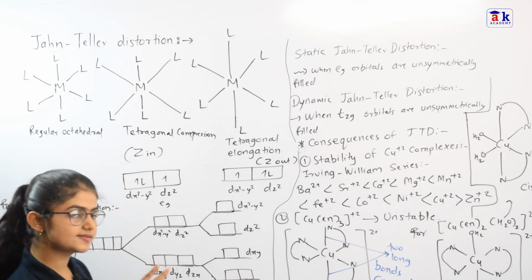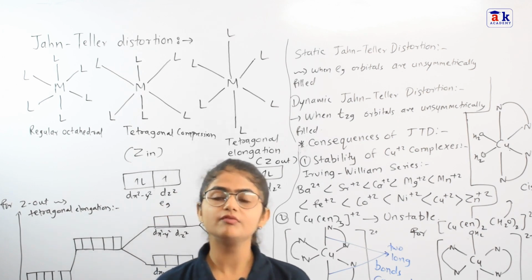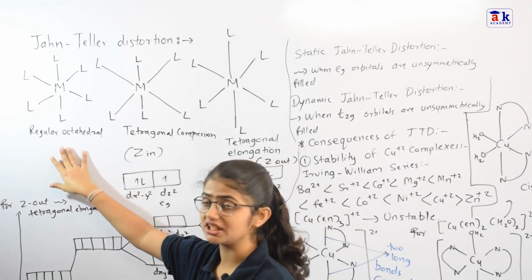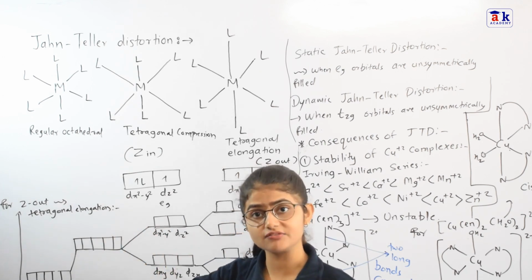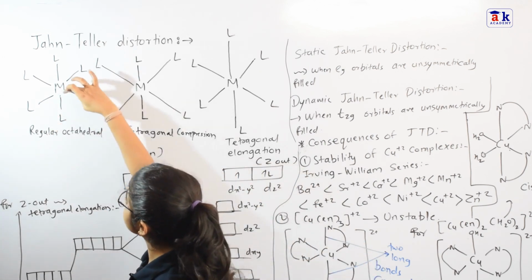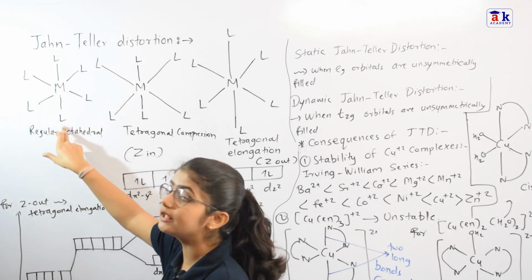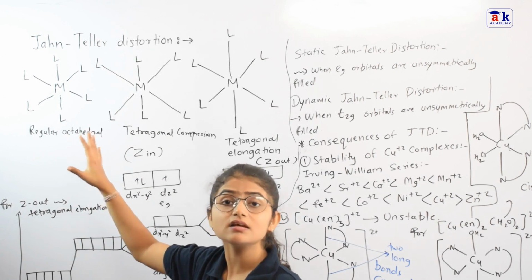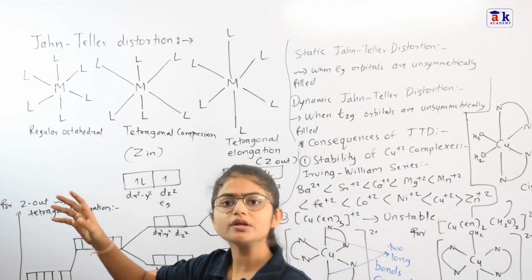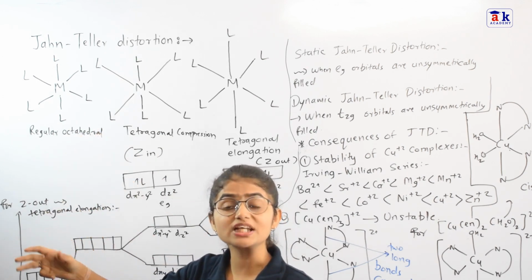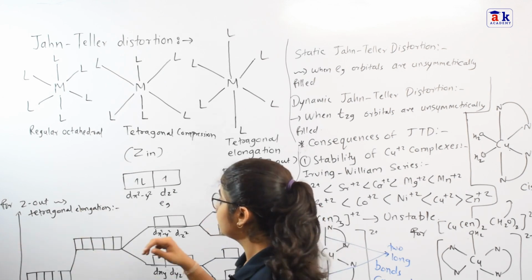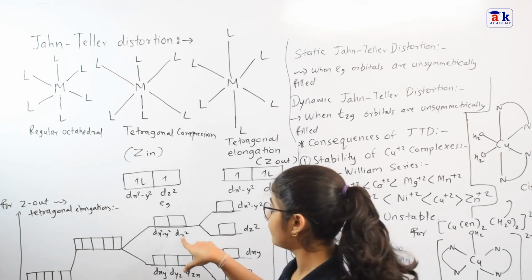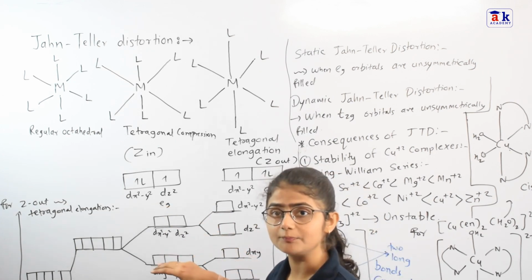A 6 coordinated complex will be called a regular octahedral complex if the 6 distances between the metal and the ligands are the same. Or in other words, a regular octahedral complex will be formed if the arrangement of electrons in the t2g and eg orbitals is the same.